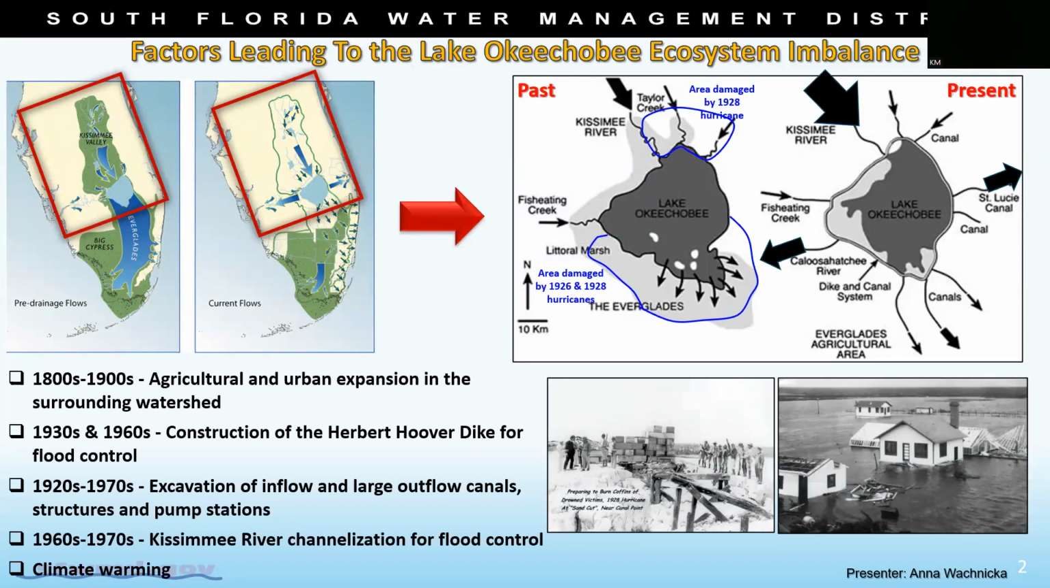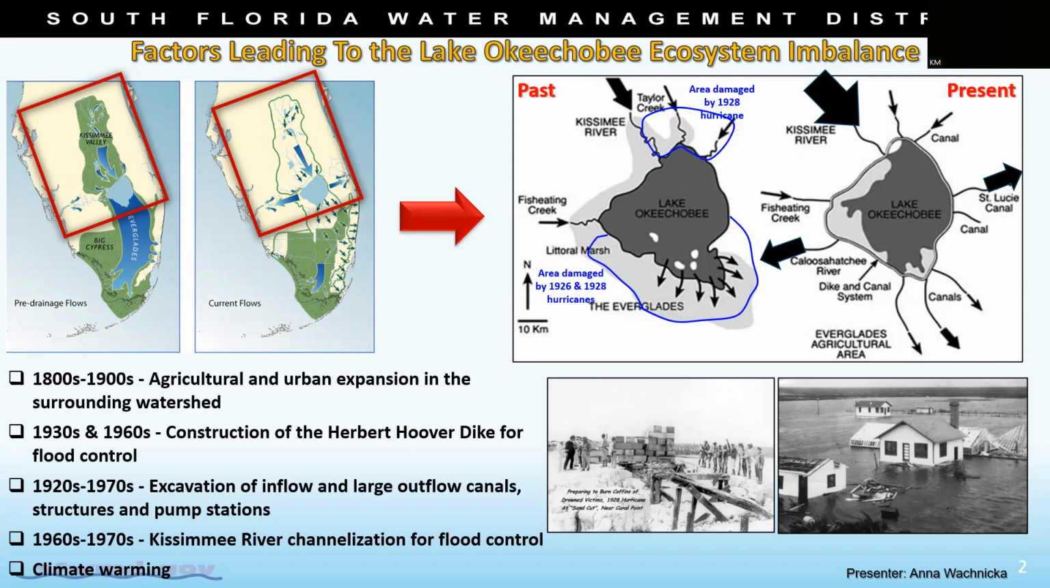But anyway, all of you are probably familiar with the two maps that you can see on the upper left corner. Originally, the system looked completely different than what we have right now. So here's the natural system. Originally the water was flowing from the Kissimmee River Valley to Lake Okeechobee and farther south into the Everglades system. Right now we have a completely managed system.